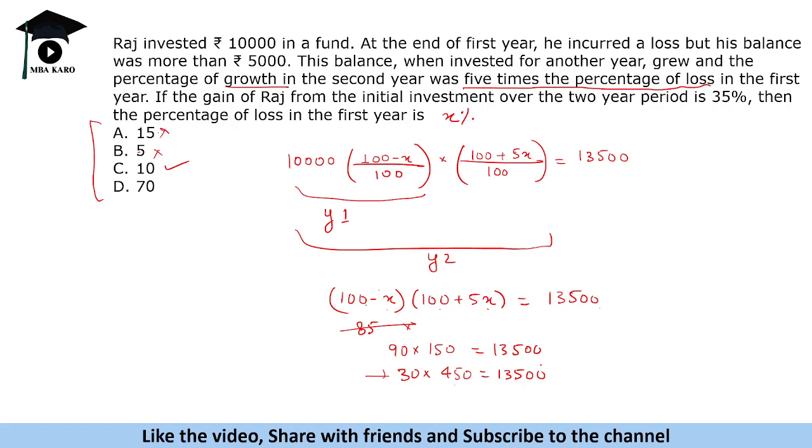Is there any condition given here? Yes, we are given that at the end of the first year, his balance was more than 5,000. So if we consider 70, his balance would have become 3,000. Hence, that is not the correct answer. So the answer is 10%. In a quadratic, we will get two solutions, but we have to reject one because of the condition given here. So the answer is 10%. Easy question, just that the best way to approach is using options and also keeping in mind the constraint given to us.